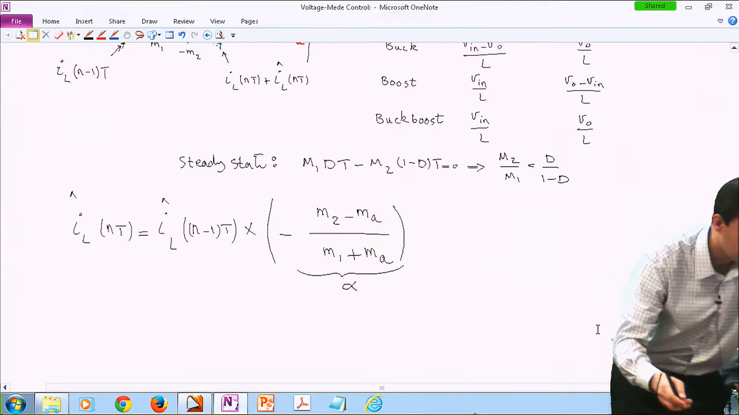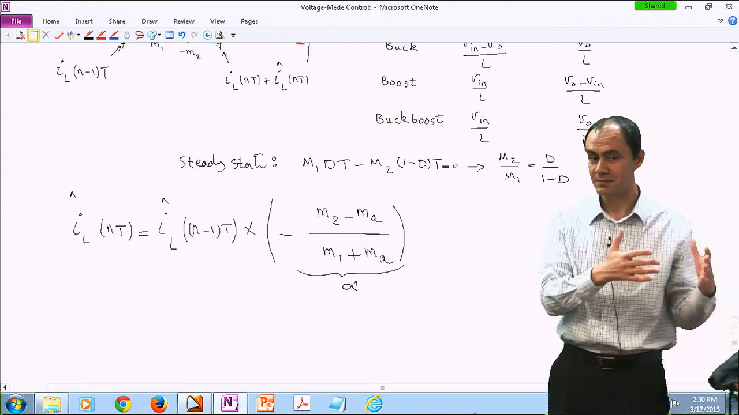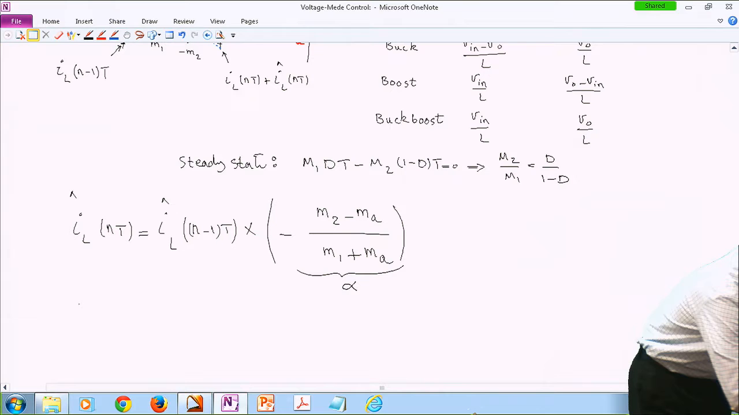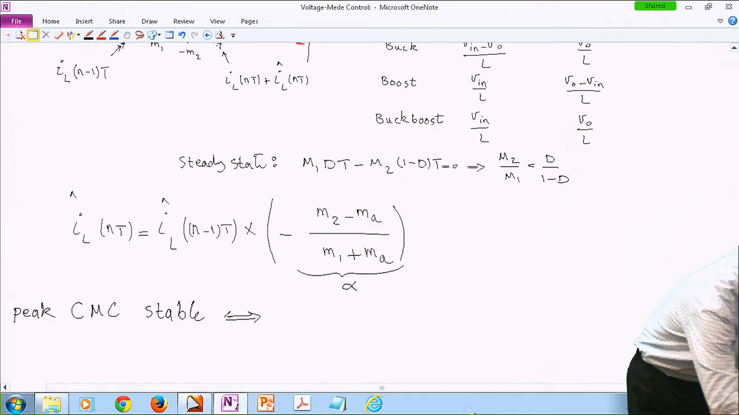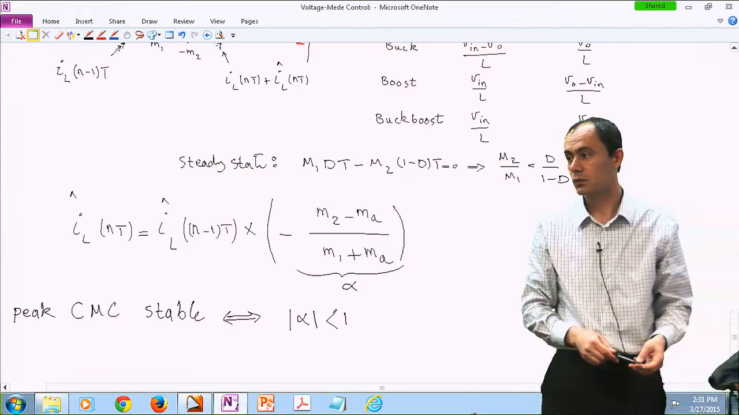All right. So, first of all, we would like our disturbance at the end of the cycle to be smaller than the disturbance at the beginning of the cycle. That means that the disturbance gradually fades down to zero. So in order to have our peak current mode controller stable, we've got to make sure alpha in terms of magnitude is smaller than 1.